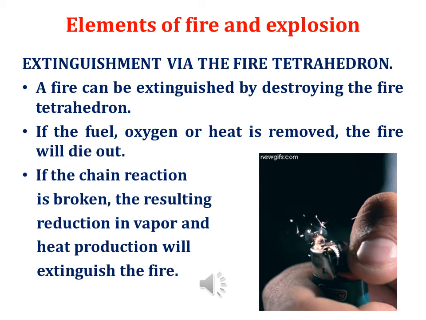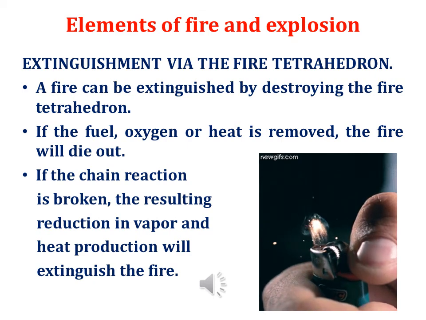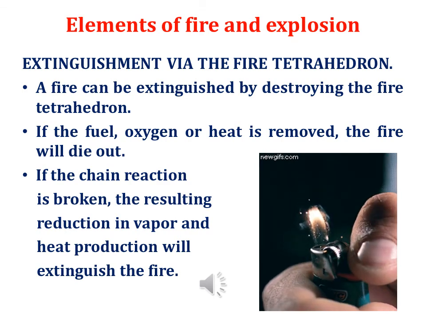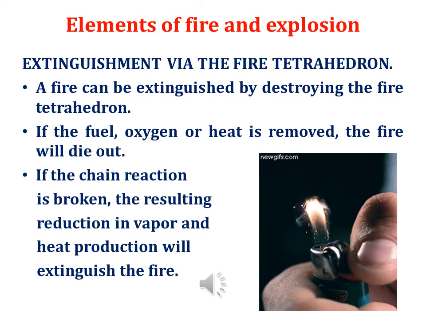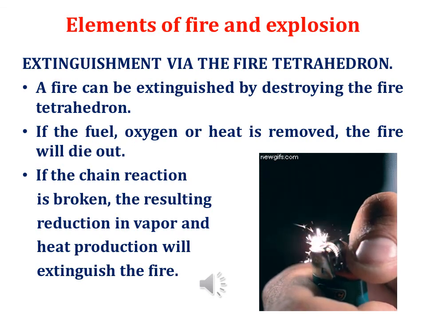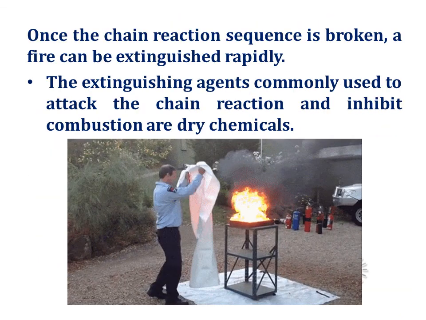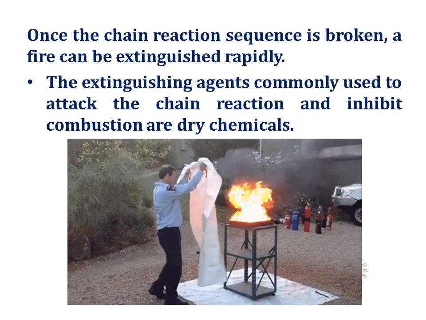Extinguishment via the fire tetrahedron. A fire can be extinguished by destroying the fire tetrahedron. If the fuel, oxygen or heat is removed, the fire will die out. If the chain reaction is broken, the resulting reduction in vapor and heat production will extinguish the fire. Once the chain reaction sequence is broken, a fire can be extinguished rapidly.